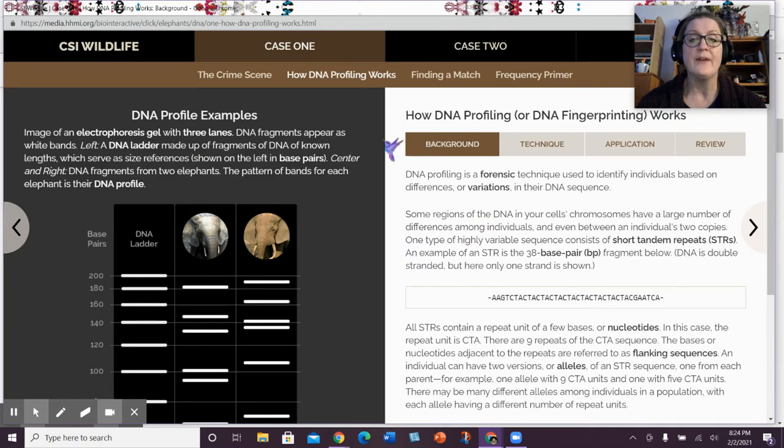how DNA profiling works. Okay, so we're on case 1. We've done the crime scene. Now we're moving on to how DNA profiling works.